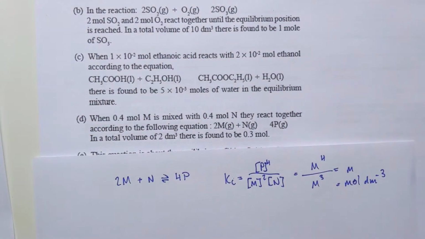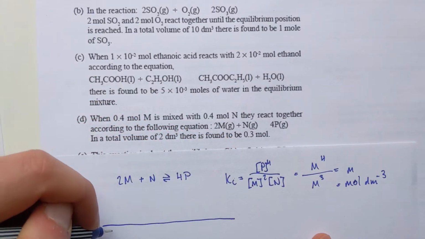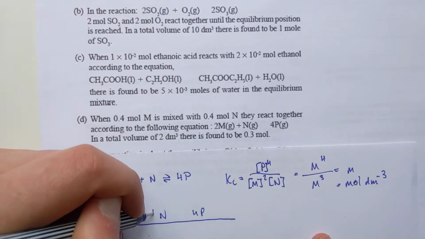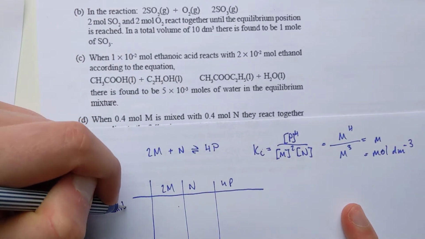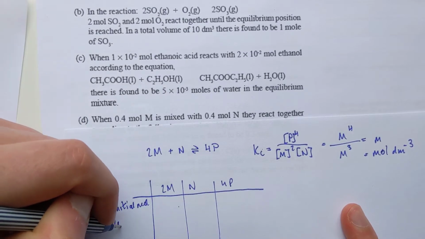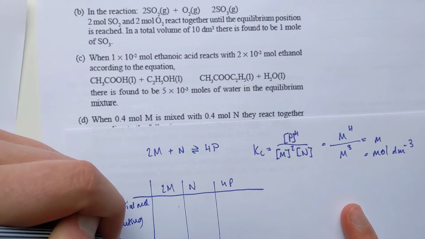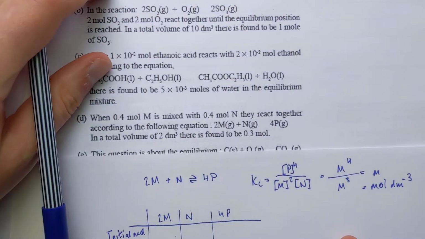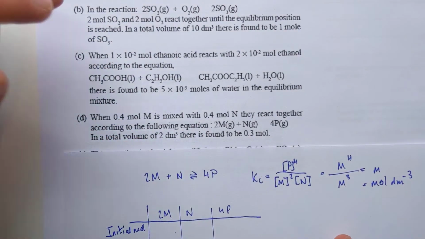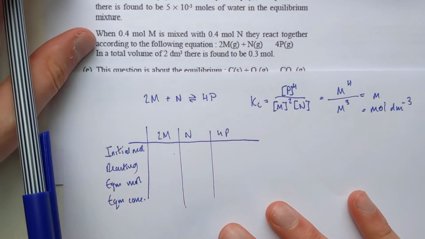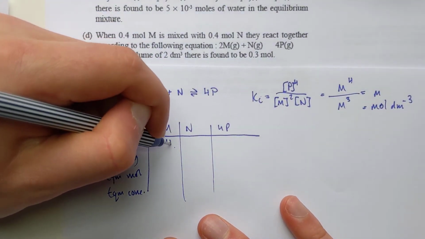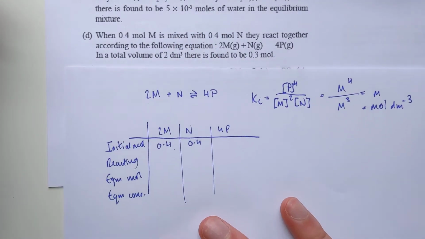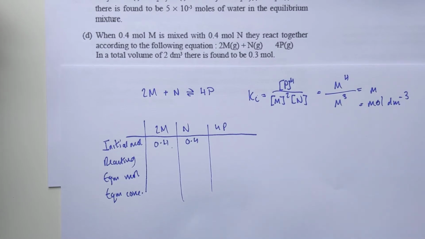Okay, so if I look at my table now, obviously I've got units for Kc, so I'm going to have to use proper concentrations here. So 2M and N makes 4P. I need my initial moles, my reacting moles, my equilibrium moles, and my equilibrium concentration. So at the start of the question, I've got 0.4 moles of M. Sorry, you can't really see that. And 0.4 moles of N. They react together, and in a total volume of 2 decimeters cubed, there's found to be 0.3 moles.